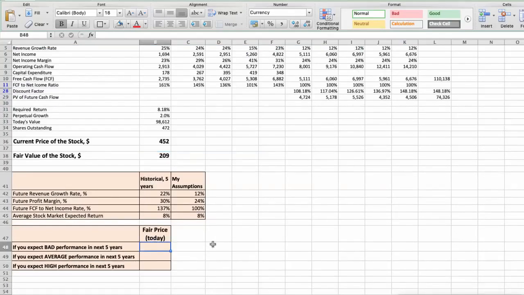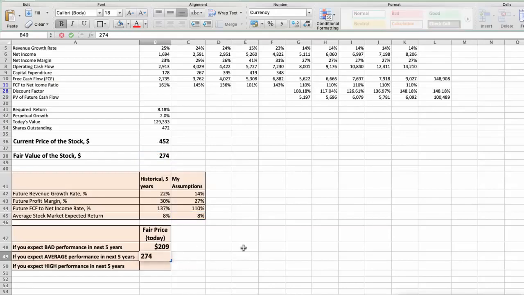Second scenario. Adobe will have average performance in next 5 years, and we will use the following parameters in our calculation. Future revenue growth rate would be average, 14%. Future profit margin would be average, 27%. Future free cash flow to net income rate would be average, 110%. In this case, the fair value of the stock today would be $274.